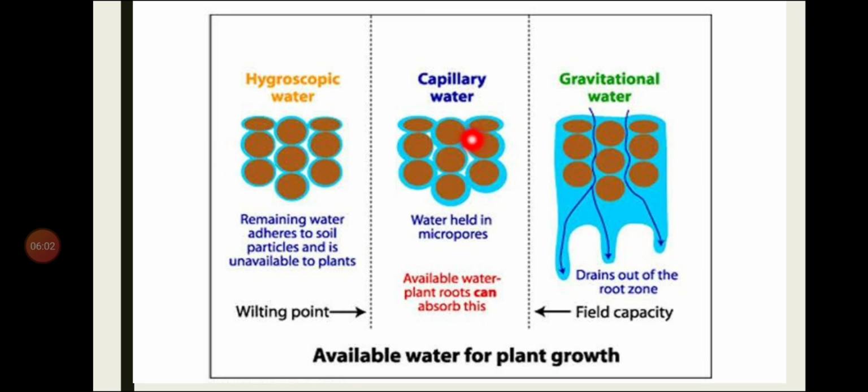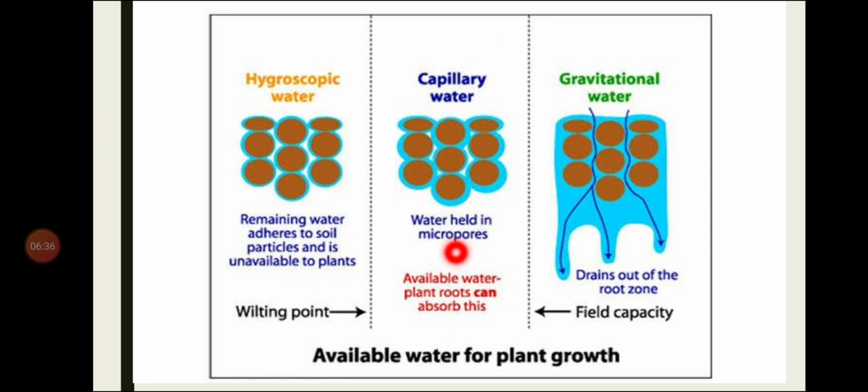This water can go up, and it can be absorbed by the roots. See here it is written: available water, plant roots can absorb this. These are soil particles, and in between them there are pores, and the water filled in these pores is called capillary water. This capillary water can rise up and be absorbed by roots for their absorption process.